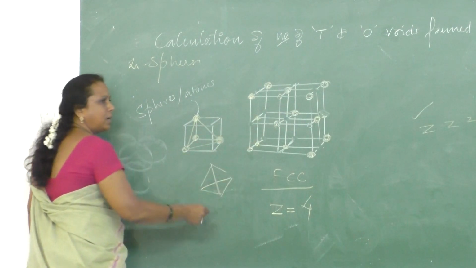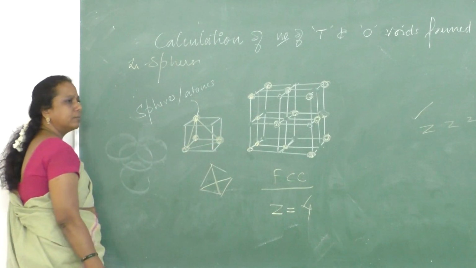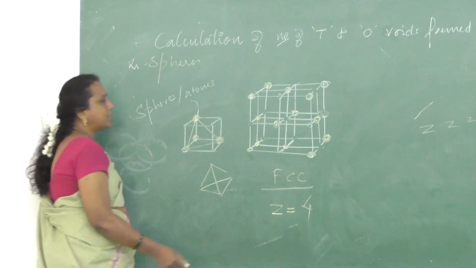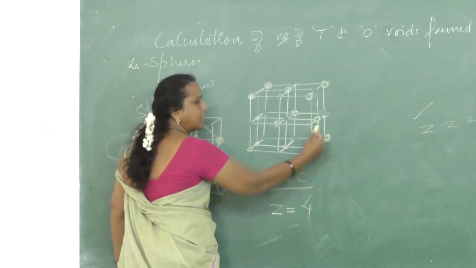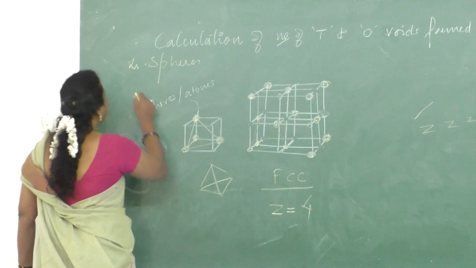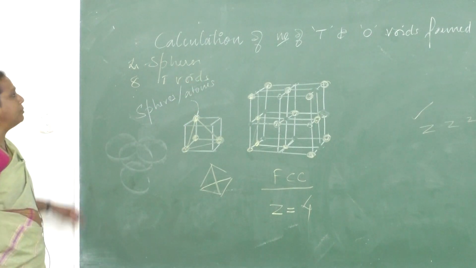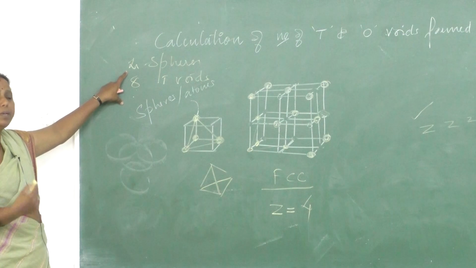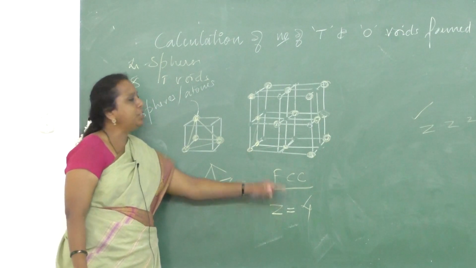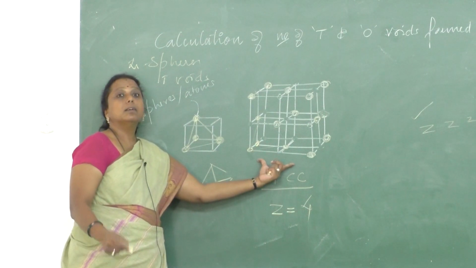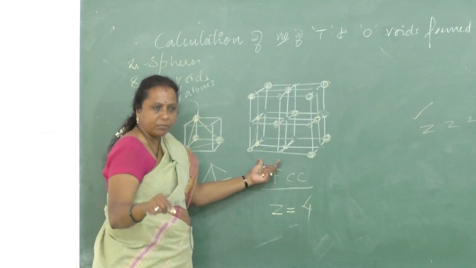From this unit cell, out of 4 spheres, how many tetrahedral voids are produced? Tell me. This is one tetrahedral arrangement, right? How many such types are there? 8 are there. So 8 T voids are produced. So from 4 spheres, how did we know? We calculated the number of spheres per unit cell. Which unit cell have we taken? FCC unit cell we have taken.